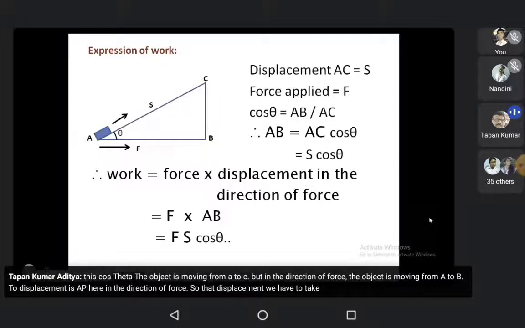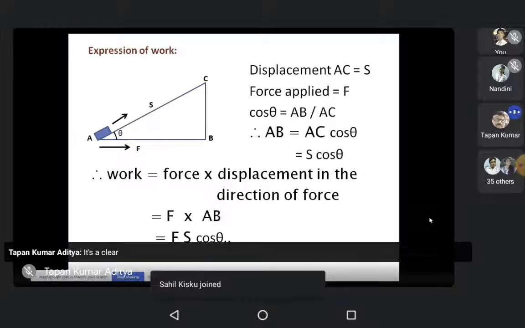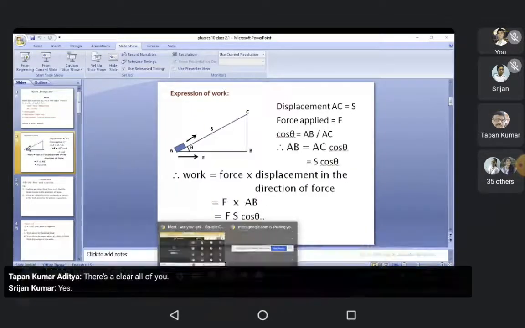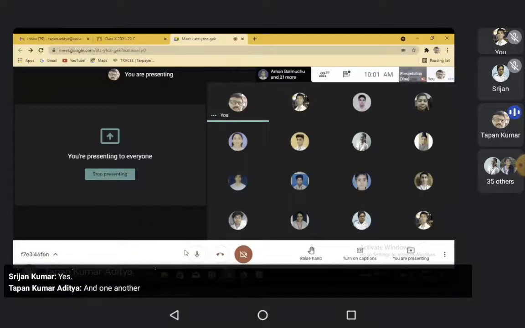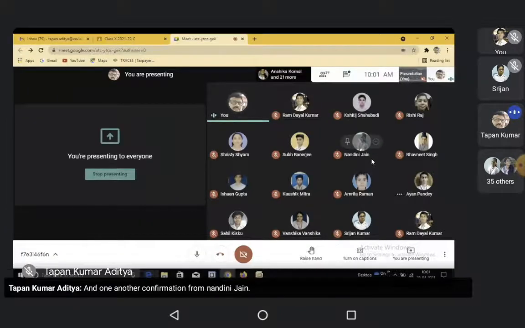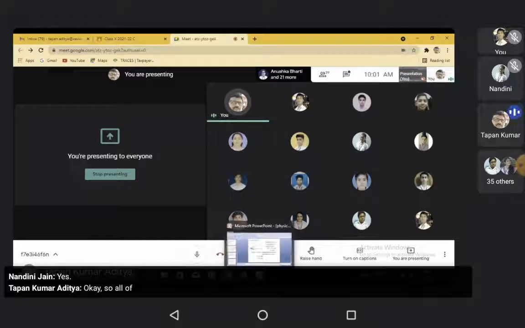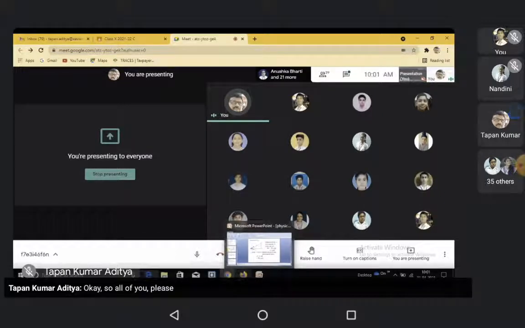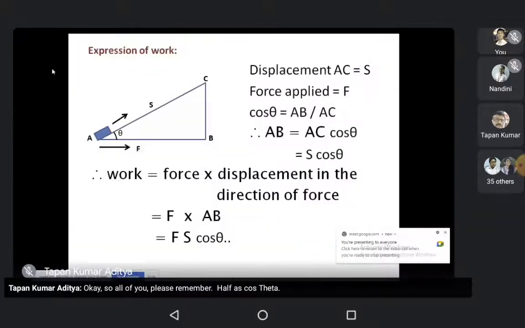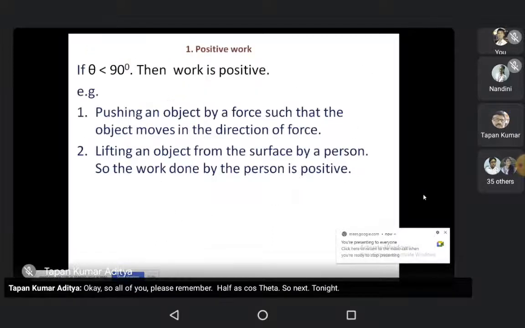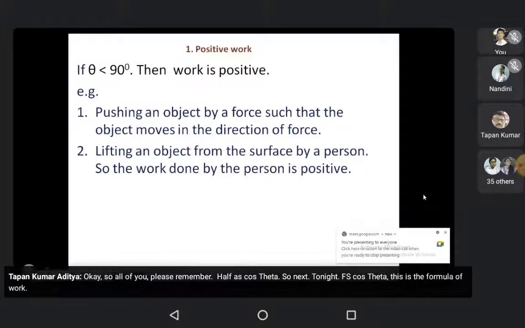Is it clear, all of you? Yes, sir. I want another confirmation from Nandini Jain. Is it clear? Okay, so all of you, please remember F s cos theta. Next slide. F s cos theta, this is the formula of work.